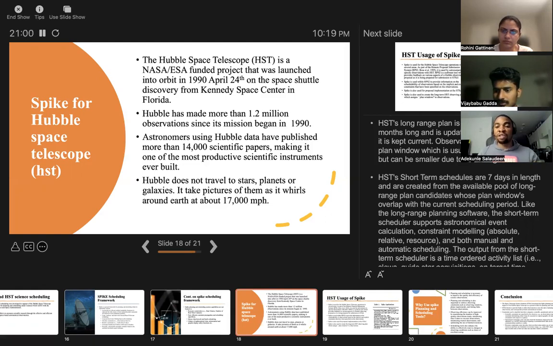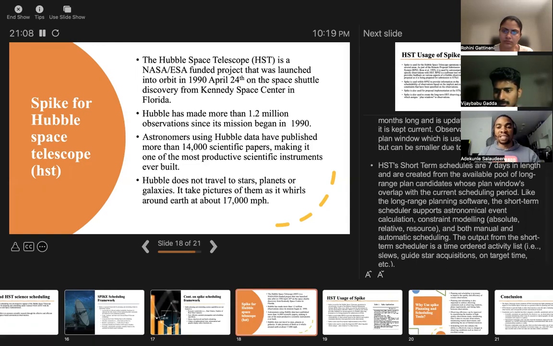And observations are assigned a planned window, which is usually about 2 months long, but can be smaller due to observation constraints. So the HST short-term schedules are 7 days in length and are created from the variable pool of long-range planned candidates whose plan windows overlap the current scheduling period.